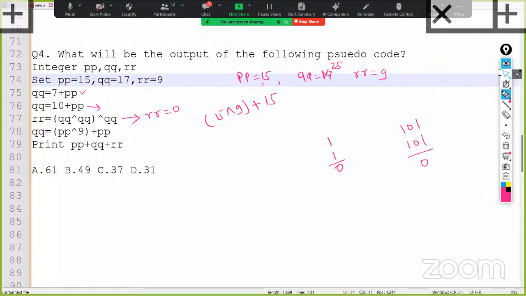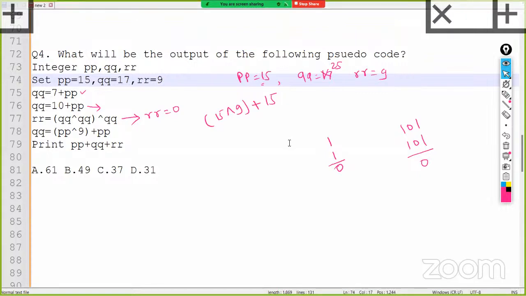Can anyone please tell me the binary of 15? I guess I can write here. Yeah, please tell me. Can you tell me that once again, please? 4 times 1. And what is the binary of 9? 8 plus 1. That is here. Is that correct? Can you please confirm? Yes, sir. Okay, now let us perform the XOR operation. Similar means 0, different means 1, different means 1, similar means 0.